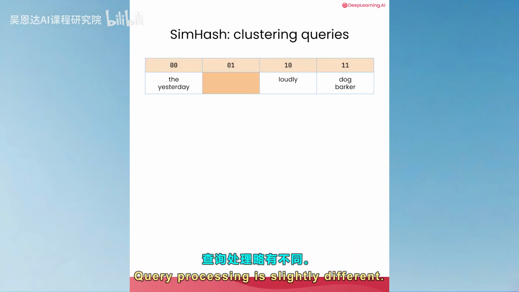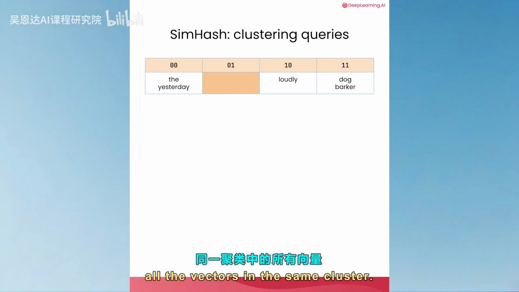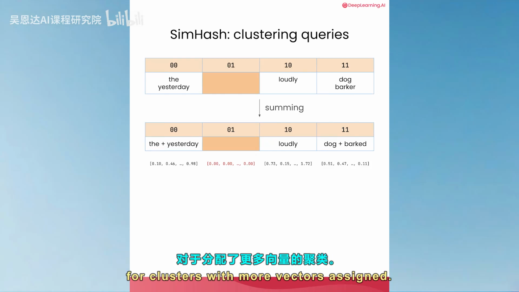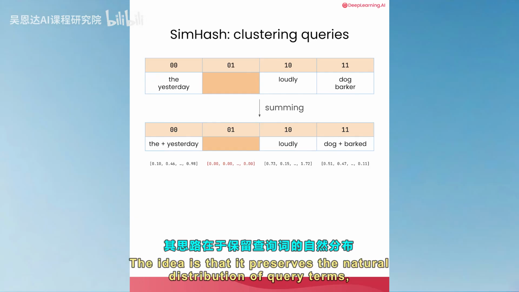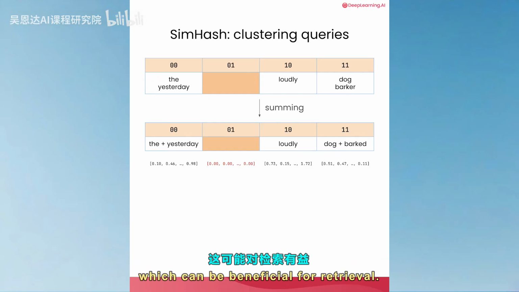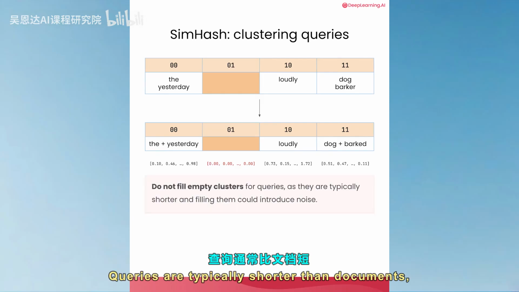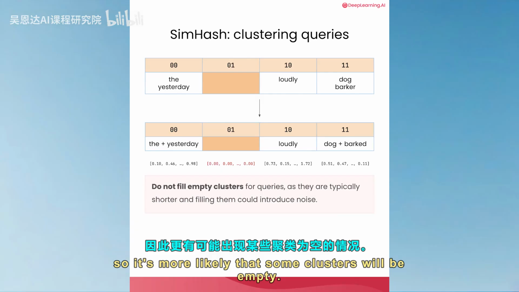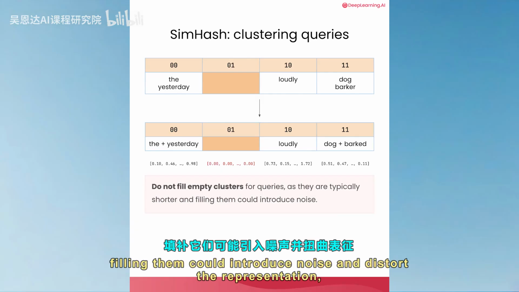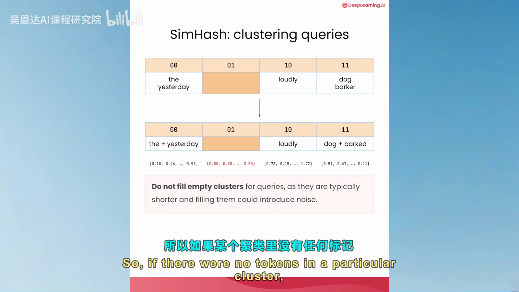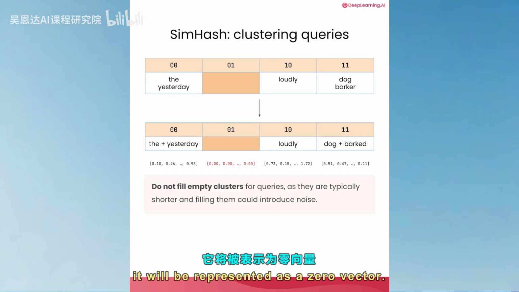Query processing is slightly different. Instead of taking an average, you sum all the vectors in the same cluster. This means that the resulting vectors will have larger magnitudes for clusters with more vectors assigned. The idea is that it preserves the natural distribution of query terms, which can be beneficial for retrieval. Unlike with documents, you do not fill empty clusters for queries. Queries are typically shorter than documents, so it's more likely that some clusters will be empty. Filling them could introduce noise and distort their representation, as each term would contribute to the dot product multiple times. So, if there were no tokens in a particular cluster, it will be represented as a 0 vector.